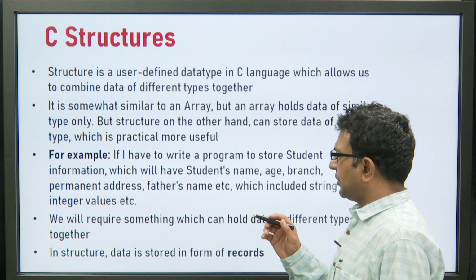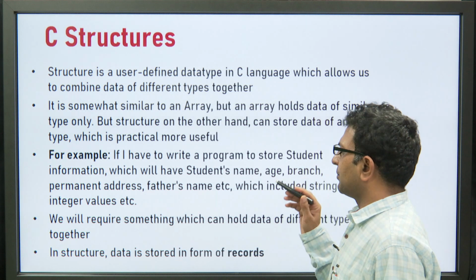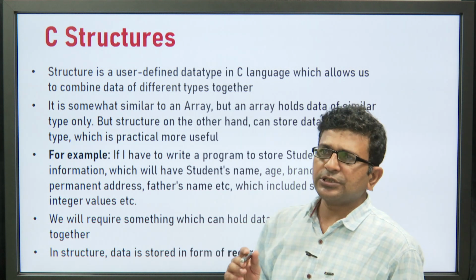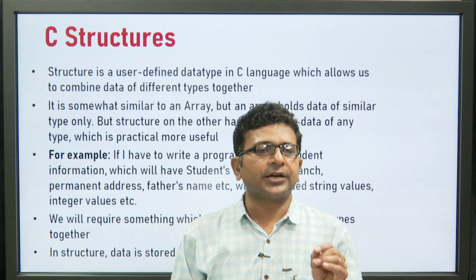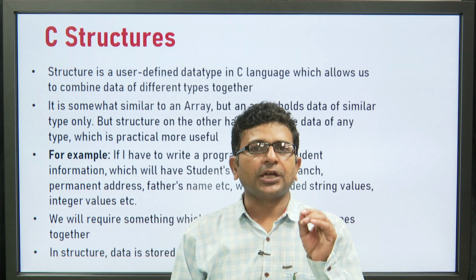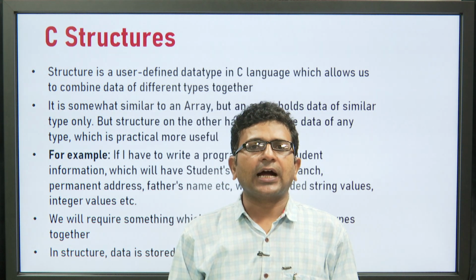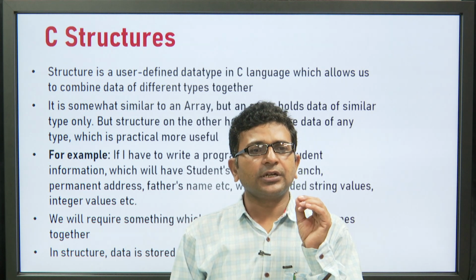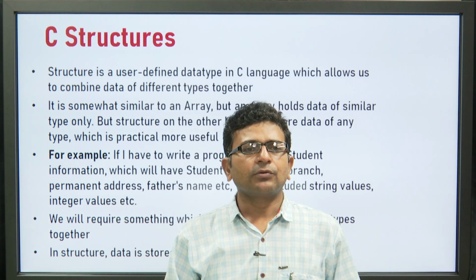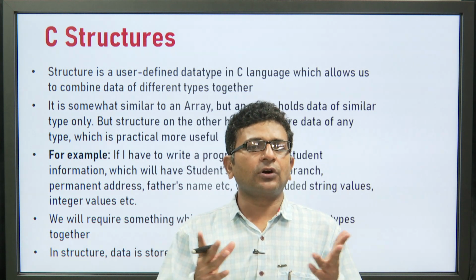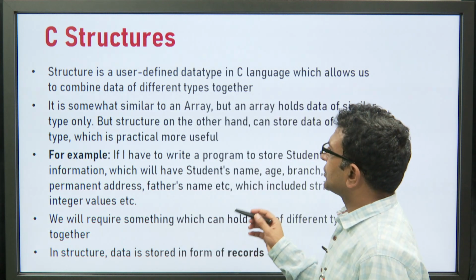For example, if we want to write a program to store student information, what kind of information can the student have? Student name is basically a character array data type, student roll number is an integer data type, student mobile number is an integer data type, and student address is a character array type. So, basically student information can have multiple data of multiple different data types. In that case we can use a structure over here.